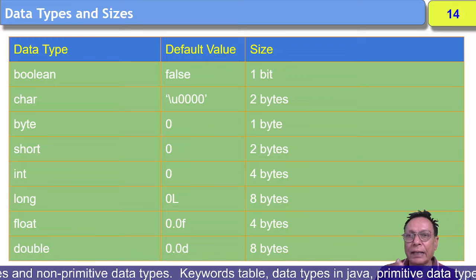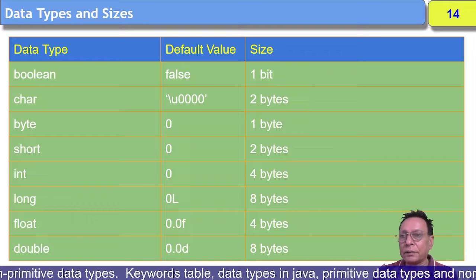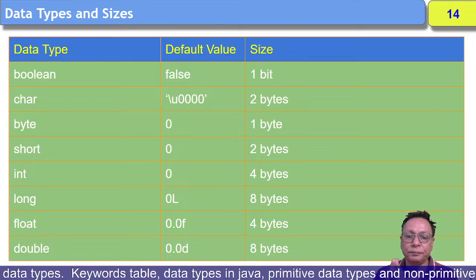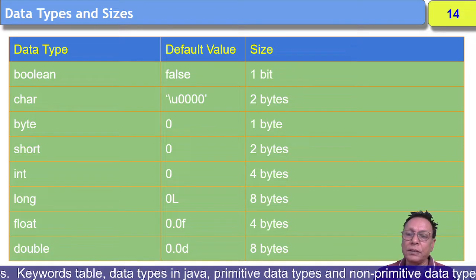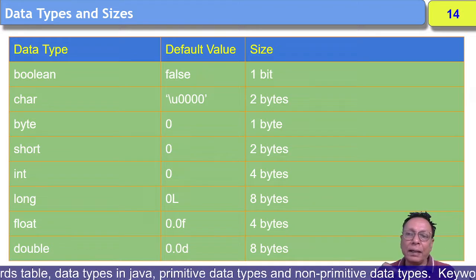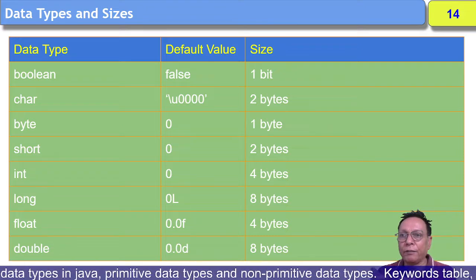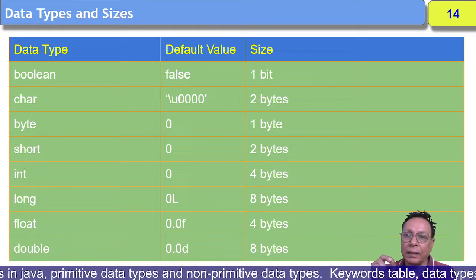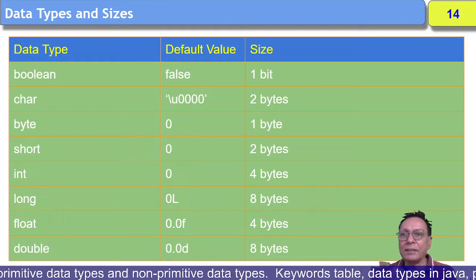The next type is int, which you usually use. Int occupies 4 bytes of memory and its default value is 0. The next integer type is long and its default value is 0L, means over here capital L indicates the long value. So if you say long x is equal to 512, we'll have to put the suffix capital L here so that this value will be treated as the long value. And its size is 8 bytes.